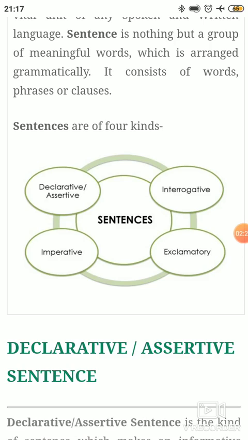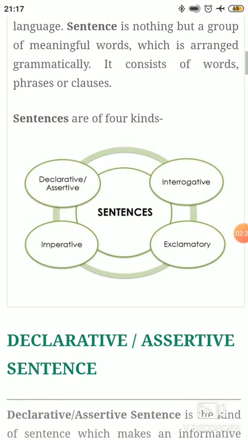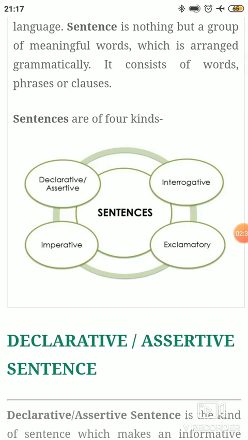Then we have imperative. It has various moods, children: requesting mood, commanding mood. Understood? So we call it imperative sentences. An exclamatory sentence means strong feelings are being expressed in the sentence.